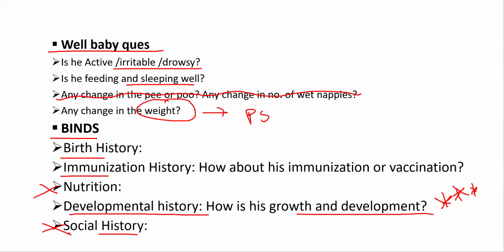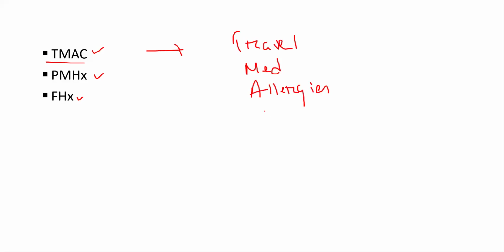So far, you have asked the well baby questions and BINDS. BINDS means birth history, immunization, nutrition, development, and social. Then you will ask about TMAC. TMAC is a mnemonic which covers travel history, medication history, allergies, and any contact. Contact is very important for children.